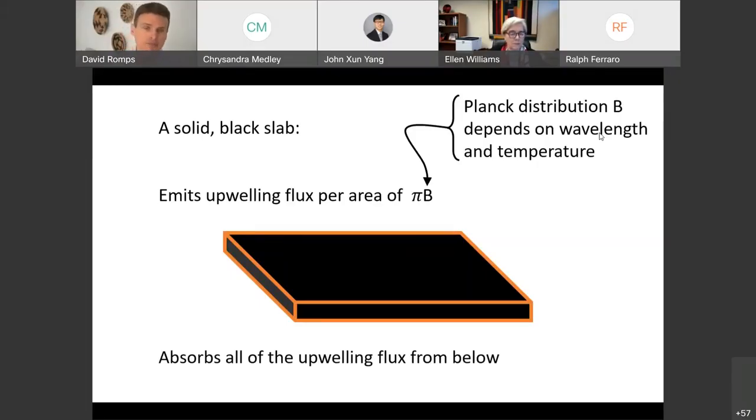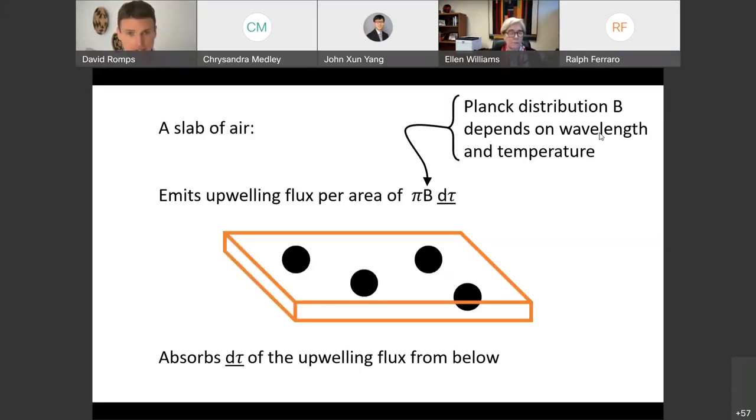Now, a slab of air that has an optical thickness of d tau will do something very similar, except that it acts like a fraction d tau of an actual solid slab. So this slab of air with optical thickness d tau is going to emit an upwelling flux of pi B times d tau. It's just a fraction of the projected area that is covered by these black spheres. And for radiation coming up from below, it will absorb d tau of that radiation, again, because the projected fractional area of those black spheres is d tau.